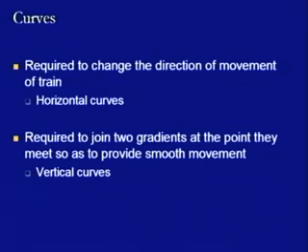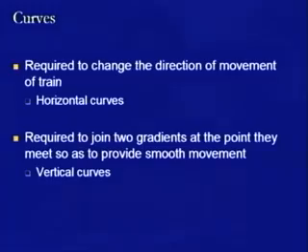Starting with the horizontal curves, first of all we define what is a curve. A curve is a device which is required to change the direction of movement of any moving object. When we are talking about this change in direction in the plan, then it is termed a horizontal curve. It is required to join 2 gradients at the points they meet so as to provide a smooth movement over those 2 gradients, then it is termed a vertical curve.